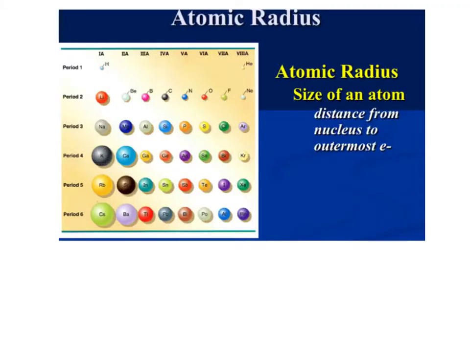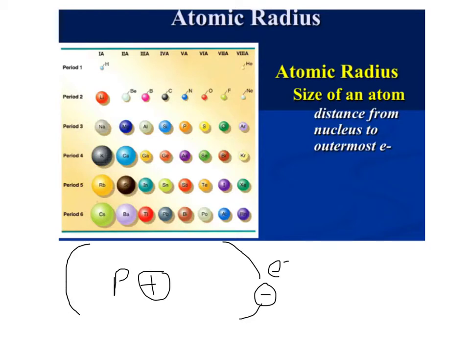The first trend we're going to look at is called the atomic radius. Now the atomic radius is the size of an atom. If you remember in your structure of your atom, you have your nucleus, which is where your protons and your neutrons are. I'm not going to write the neutrons because they're neutral charged, but our protons, remember, are positively charged particles. And then you have your electrons.